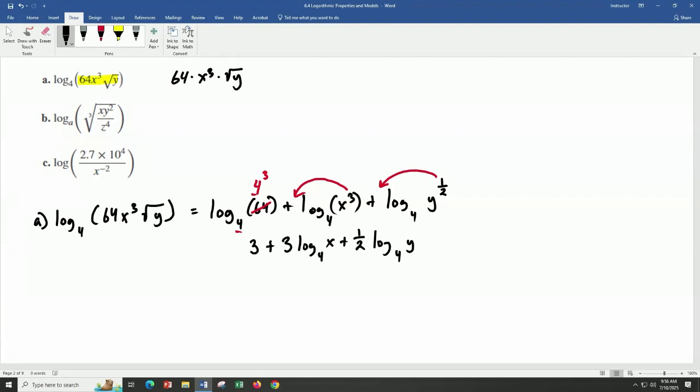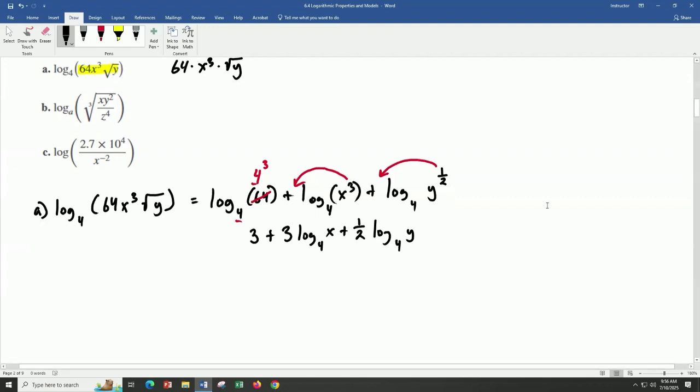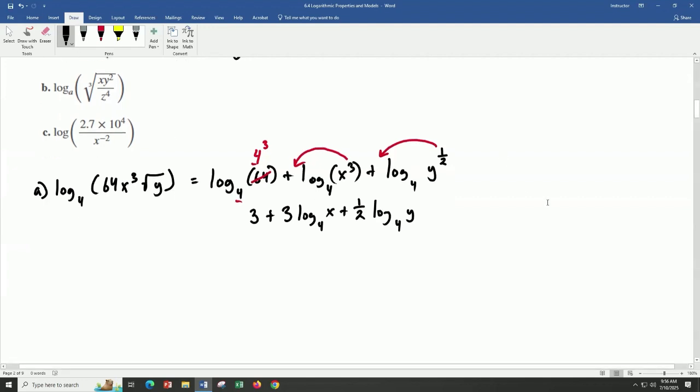Let's do another one here. I'm going to go ahead and do B, because it looks like the harder one. I will leave C for you to look at in your notes. Come here very carefully. Let's look at B and start looking at it carefully. First off, realize that we do have a cube root in there. Inside the cube root, we have x times y squared divided by z to the 4th power.